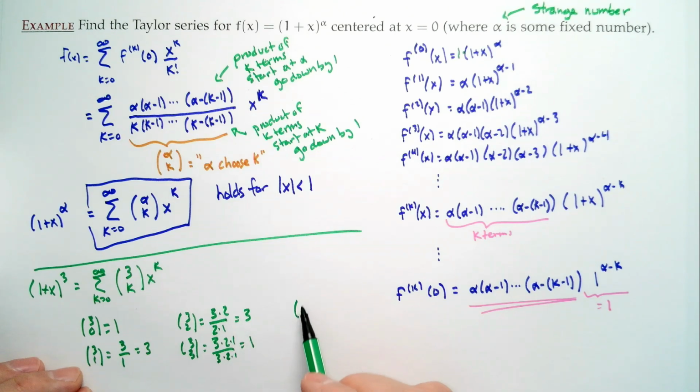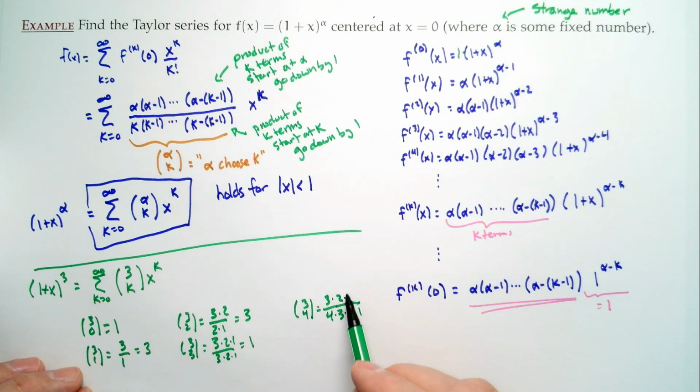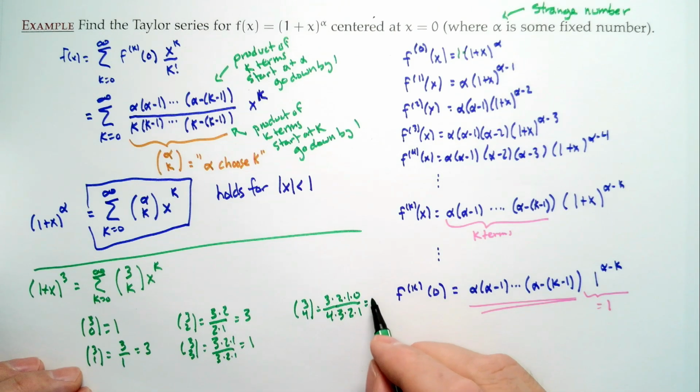How about 3 choose 4? Top is 3, bottom is 4, and you want 4 terms. Downstairs, 4, 3, 2, 1. Upstairs, 3, 2, 1, 0. Oh, 0. 0 is really hard to recover from in multiplication. It's 0. And in fact, what's going to happen is that 3 choose k is going to be 0 for any k greater than or equal to 4.